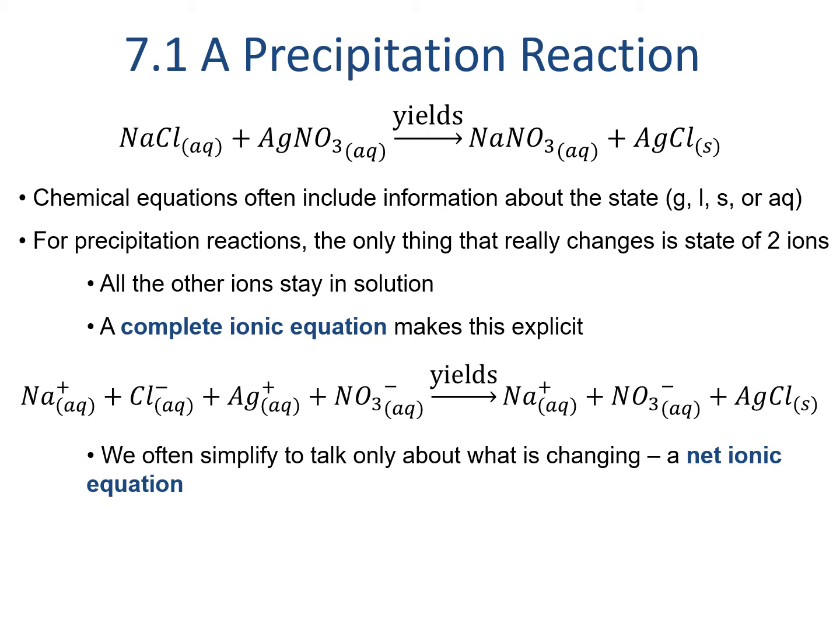If we only show what is actually changing, we get what we call a net ionic equation. Here, the silver and chloride that start out dissolved are shown to participate by precipitating. You couldn't perform this reaction as written, this net ionic reaction. You need the nitrate to get the silver plus into solution, and you need the sodium plus to get the chloride into solution.